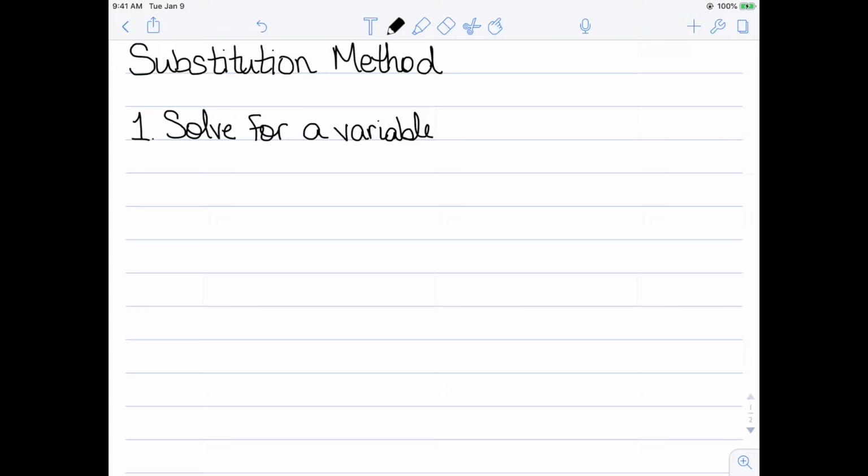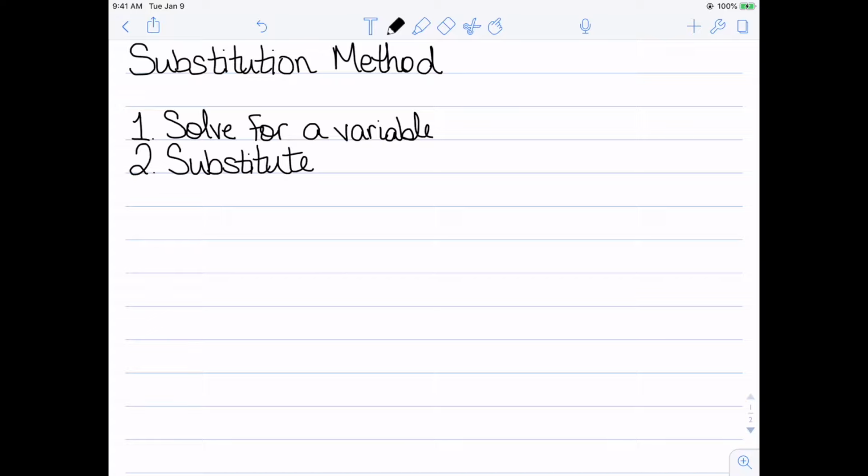The first step is to solve for a variable. We're going to pick one of the equations and one of the variables and solve for this. So we might want to solve the second equation for x or the first equation for y. If at all possible, I highly suggest picking an equation and variable that has a coefficient of either 1 or -1, because this is going to avoid introducing unnecessary fractions.